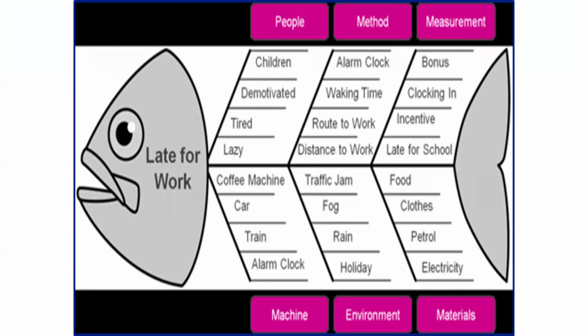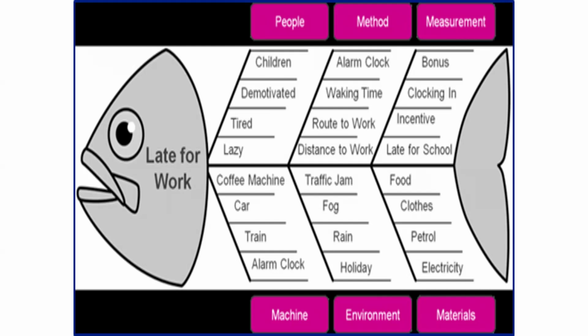What's the problem? Now people. After this, method, then measurement, then machines, and then environment, and then material. So let's just talk about this a little bit. The people: demotivated, tired, lazy. Then, when we are talking about the machines: copy machine, car, train, alarm clock. Now, methods: alarm clock, waking time, then route to work, distance to work. These are the methods to be followed.